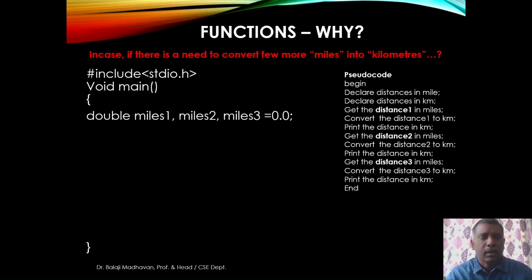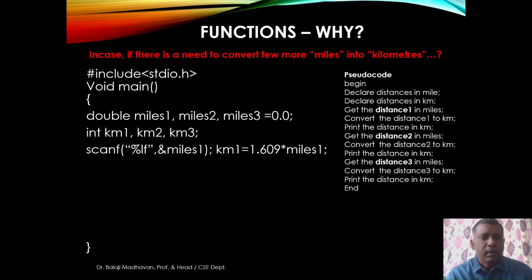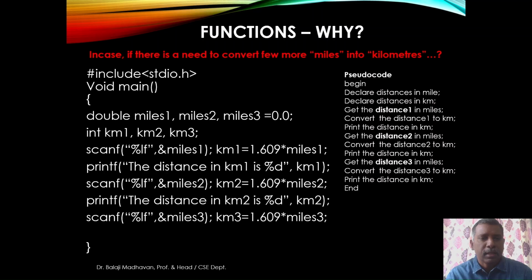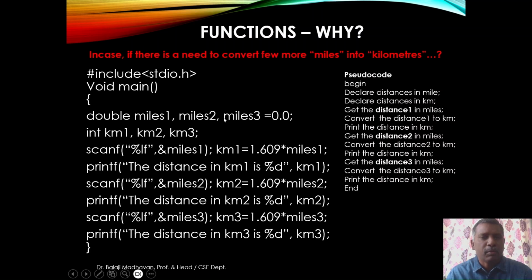Here I have 3 miles data: miles 1, miles 2, miles 3. Similarly, I have 3 kilometers: kilometer 1, kilometer 2, kilometer 3. All these miles are to be converted into kilometers. Now I am reading miles 1 and then converting miles 1 into kilometer using the formula, then printing it. Then I am reading miles 2, converting into kilometer and printing it. Then I am reading miles 3, converting, printing. But because I have more data, I am repeating the code again and again.